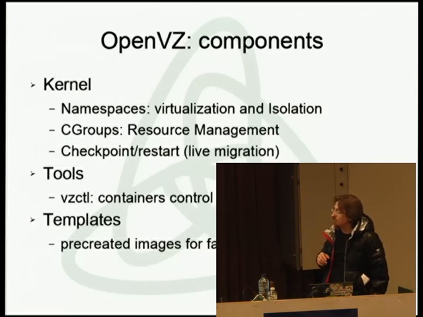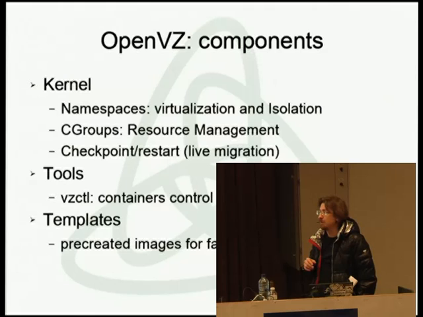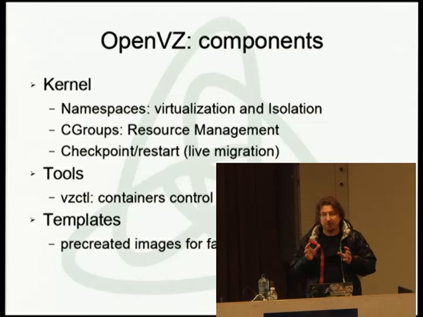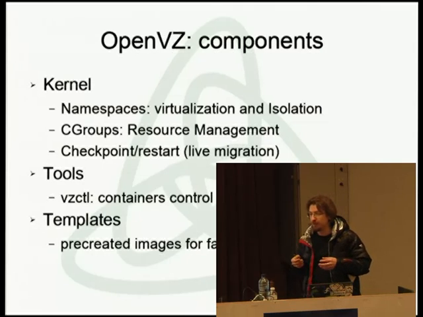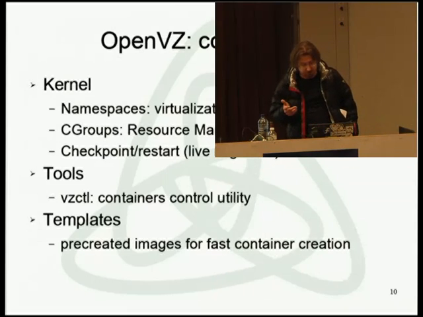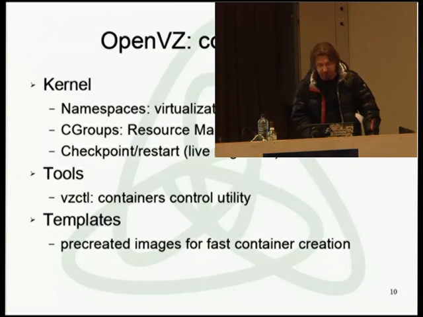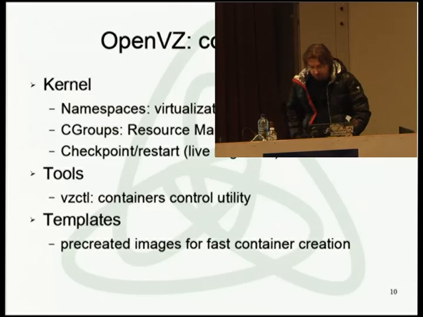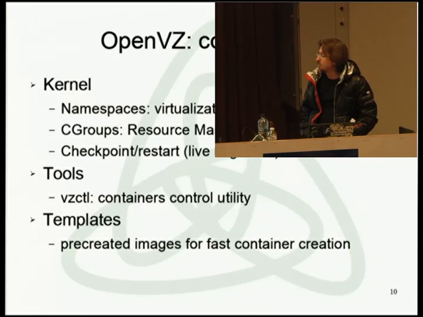And then there is checkpoint restart. It's actually an auxiliary feature, but it's pretty big, so I put it on its own. That means that you can freeze the container and unfreeze it later. It's like hibernation for your notebook, but just for a container. Then there are some tools and what we call templates. Basically, these are pre-created images that are used for fast container provisioning, images of different Linux distros, which you can use as a base for containers. So let's take a deeper look into the kernel part.